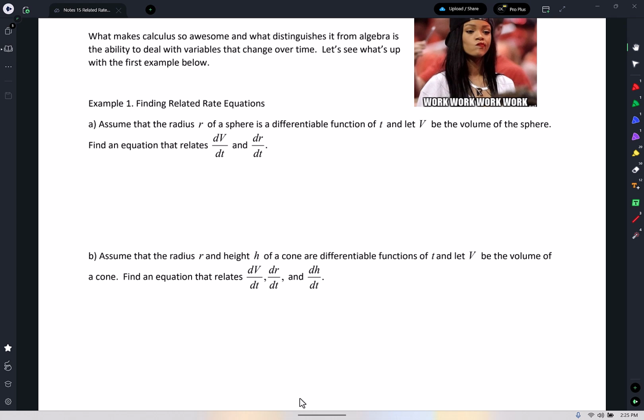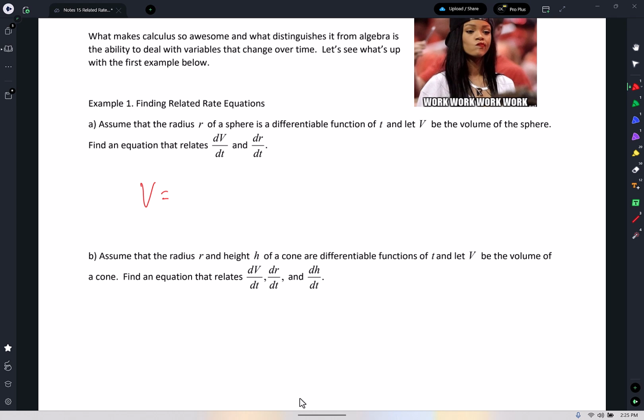Assume that the radius r of a sphere is the differentiable function of t and let V be the volume of a sphere. Find the equation that relates dV/dt and dr/dt. The hardest part of this is if you remember the volume of a sphere. Do you remember how to get the volume of a sphere? You can be honest.